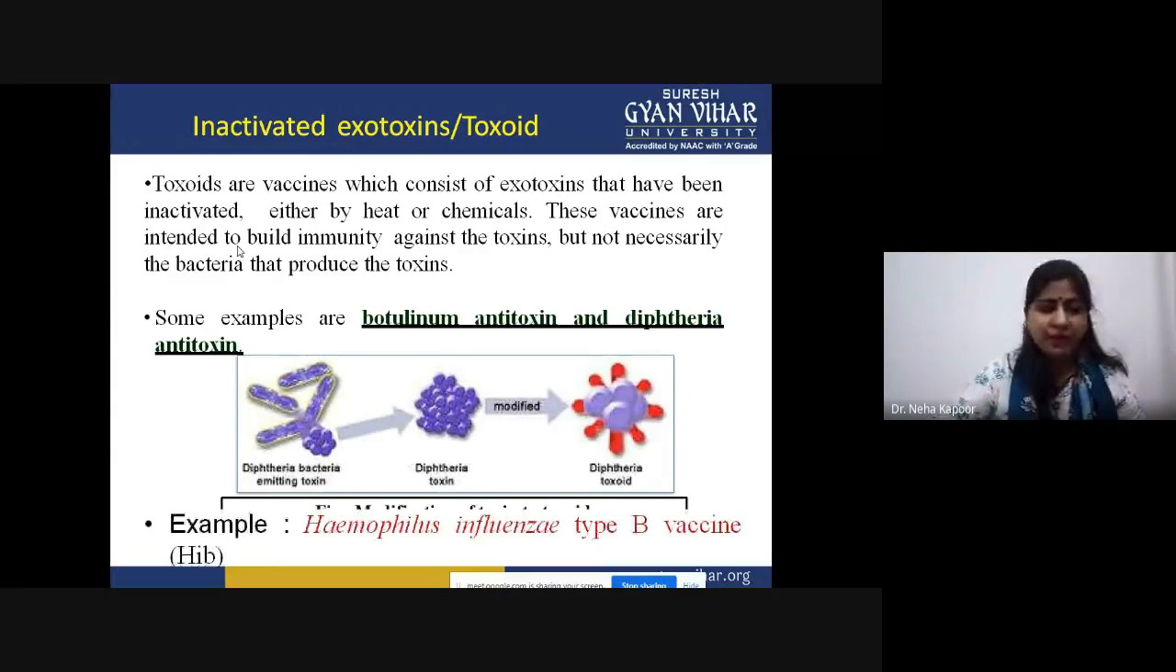Next is conjugate vaccines. For example, if a bacterium has an outer coating of sugar molecules, you can say polysaccharides, then many harmful bacteria possess this polysaccharide layer.